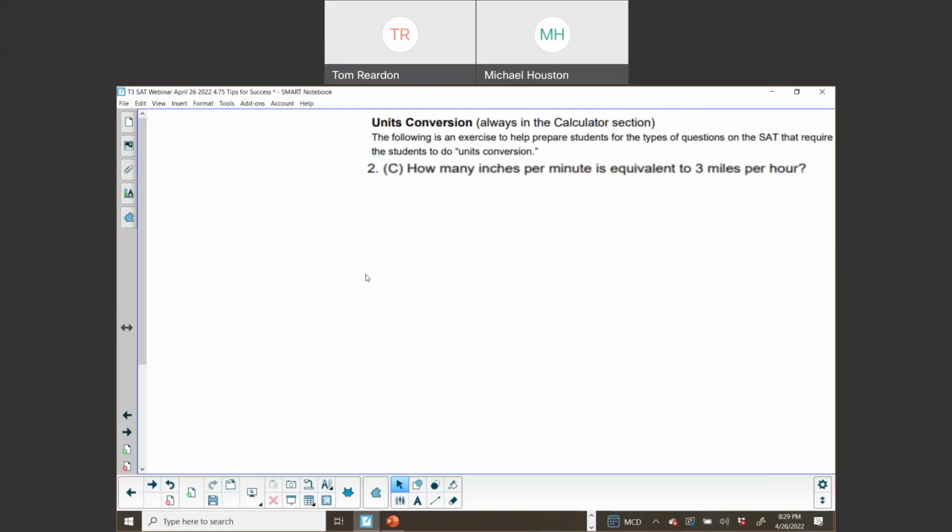All right, units conversion, which is always in the calculator section. There's usually one per test. For about a year or two, they didn't have any, and now the last couple of years, I noticed they have them again, so that's why I included it.